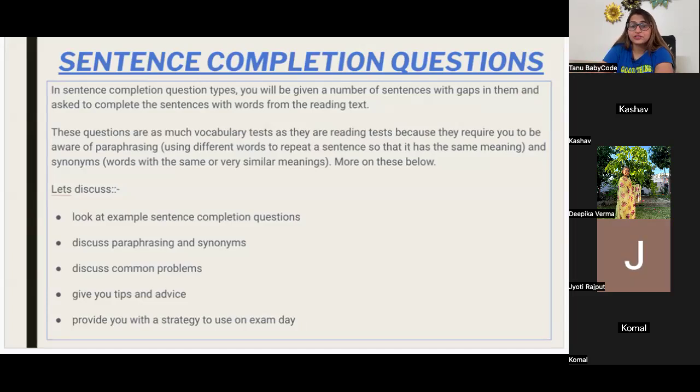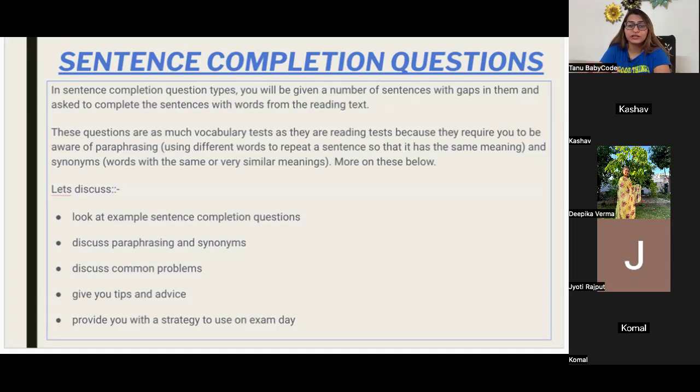Now these questions are as much a vocabulary test because यहाँ पे आपको क्या करना है? You should be required to be aware of paraphrasing. आपको paraphrasing आना चाहिए because it's not कि आपको जो sentence question में दिया है वही same sentence आपको paragraph में मिलेगा. No, it can be a paraphrase, right? Synonyms होंगे उसमें. Same meaning होता है synonyms का, right? Synonyms क्या होते हैं? The words with similar, same meaning, right?